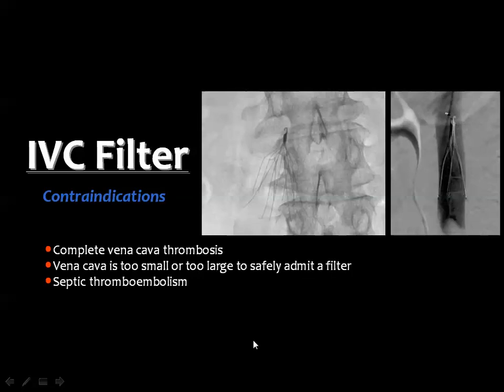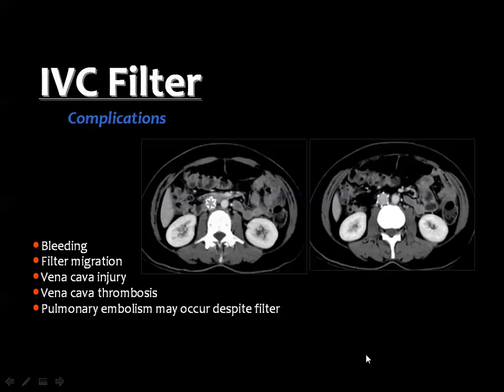of the filter. And this is the appearance of the filter after being placed in the IVC, and we inject contrast material to see that the filter is well positioned at its site. Contraindications for the use of the filter is the presence of vena cava thrombosis, or that the inferior vena cava is too small or too large to admit a filter safely. Then the presence of septic thromboembolism is also one of the contraindications.